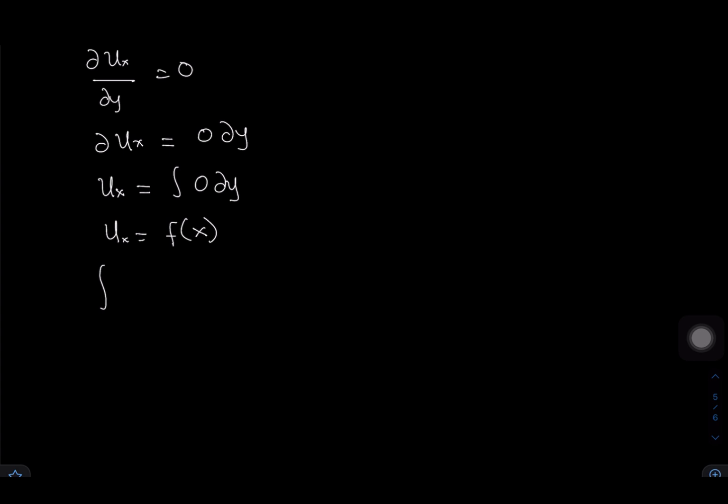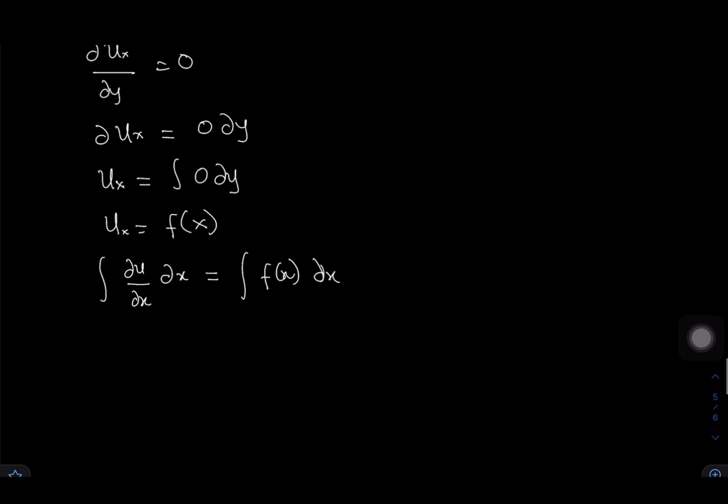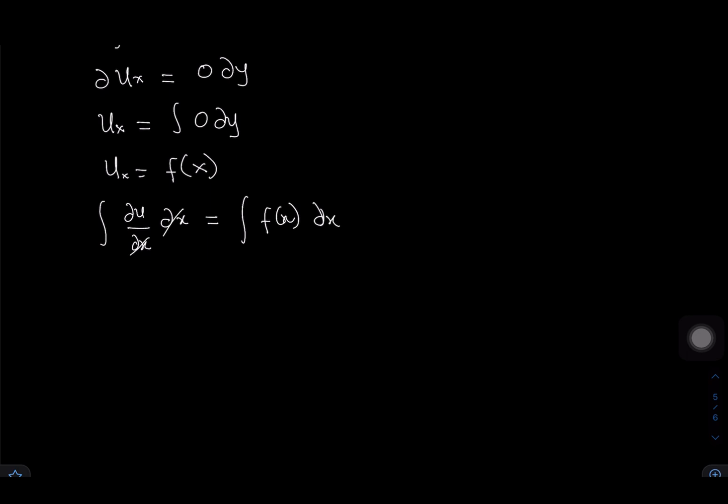Let me write it this way: del u del x. We are integrating this one with respect to x, right? Wait, what am I doing? So this is going to be equal to the integral of f of x del x, right? And now the integral cancels the partial derivative, so you're going to have u of x y being equal to, now f is a function of x already, so I'm going to call that integral a capital F of x.